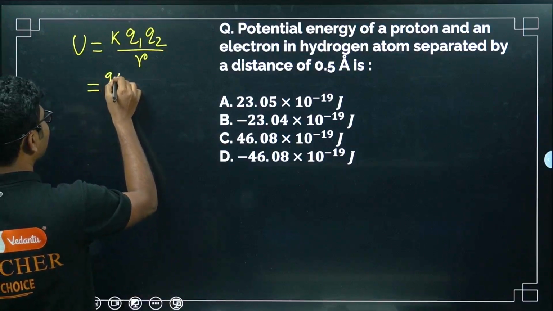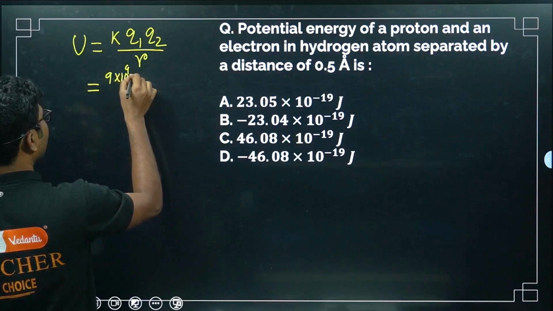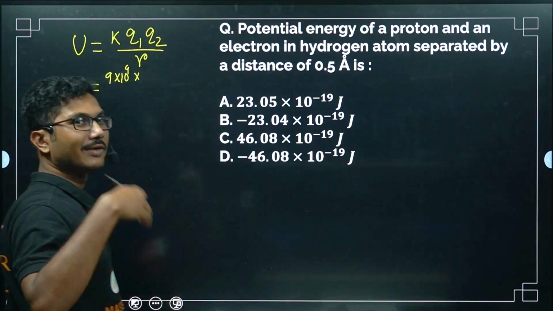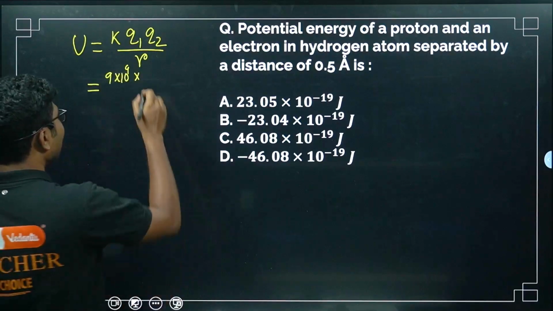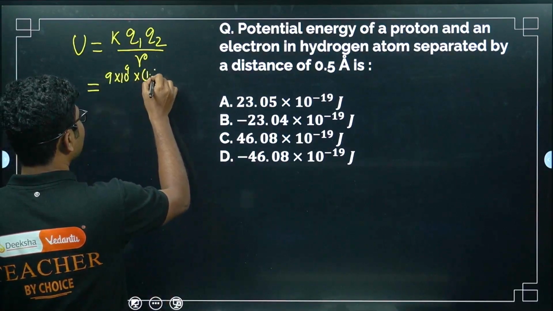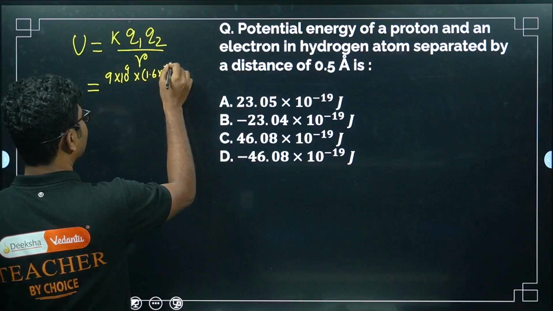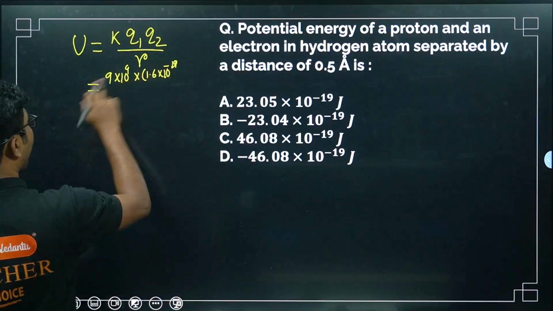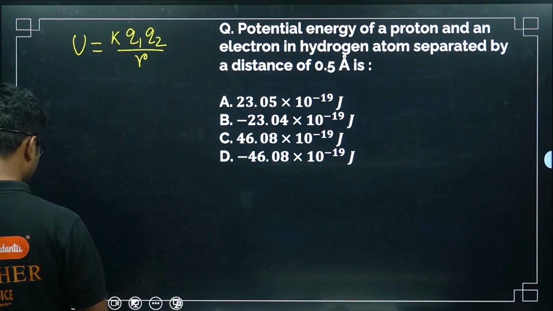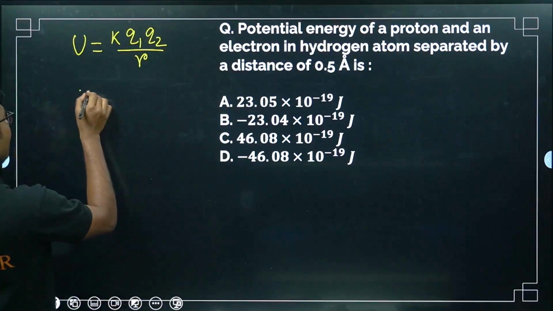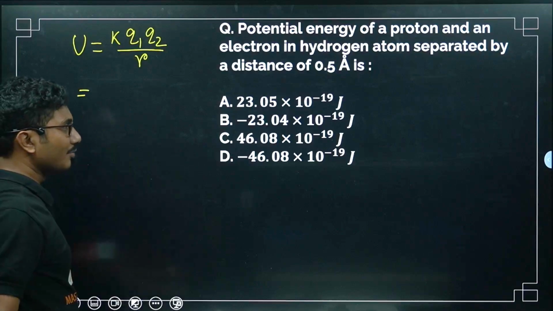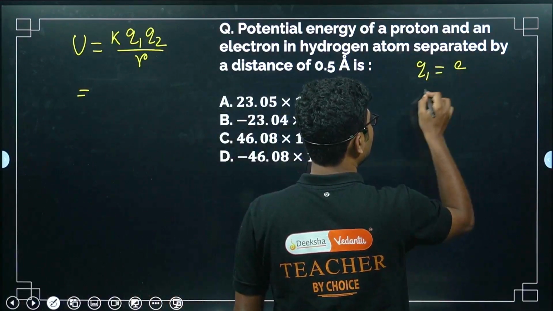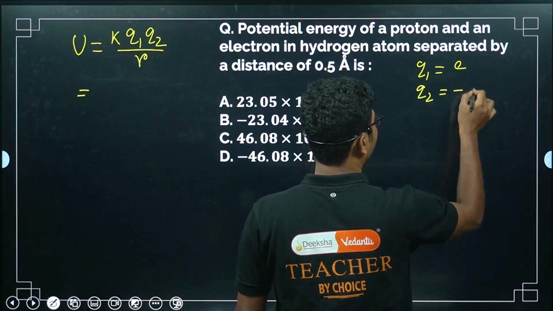K is 9 times 10 to the power of 9. Q1 and Q2 both are the same magnitude. The only thing is one is positive and another one is negative. So basically one will be 1.6 times 10 to the power of minus 19, that is the proton, and another one will be negative, right? One is positive, one is negative. So instead of going into all this, what I am saying is that if Q1 is e, then Q2 will be minus e, right?